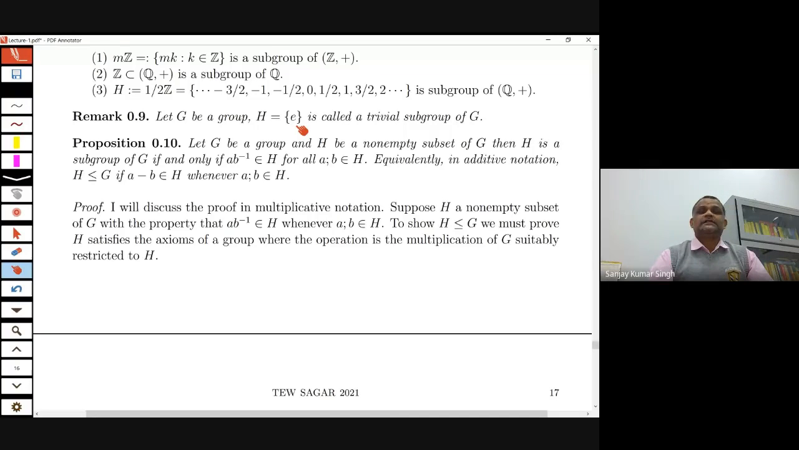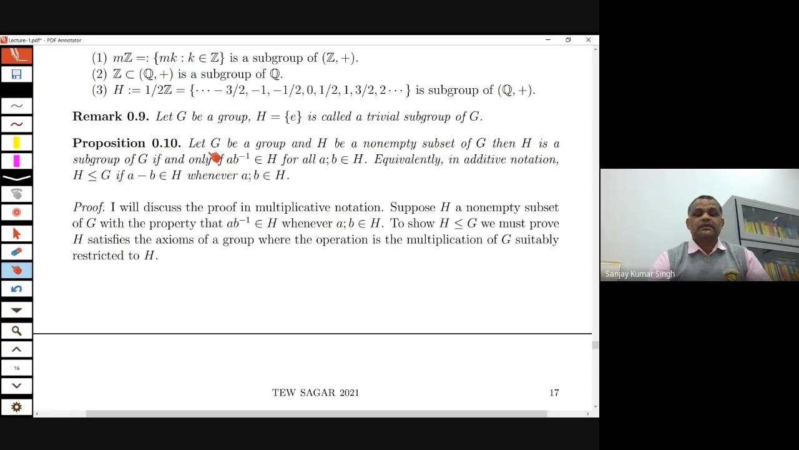So again, the question is: now we know a subgroup of a group, so if I give you a subset, how do you tell that it is a subgroup? Of course, I can check all the group properties and tell that it is a subgroup. But can we minimize my operations? Yes, this proposition helps you to minimize your operations.